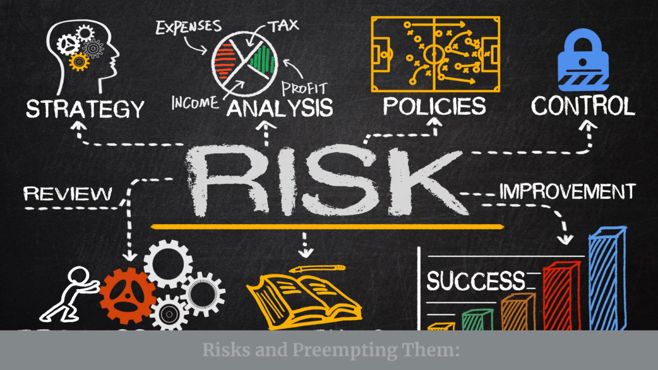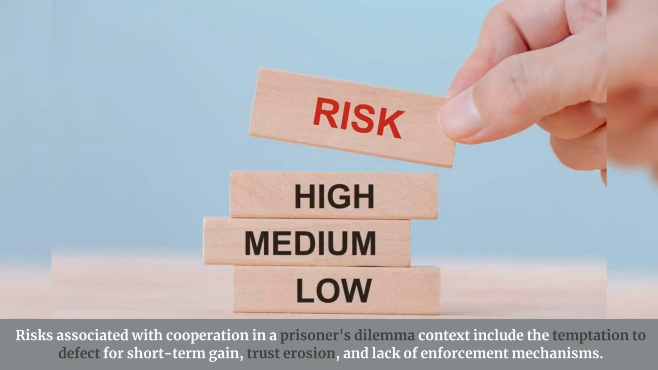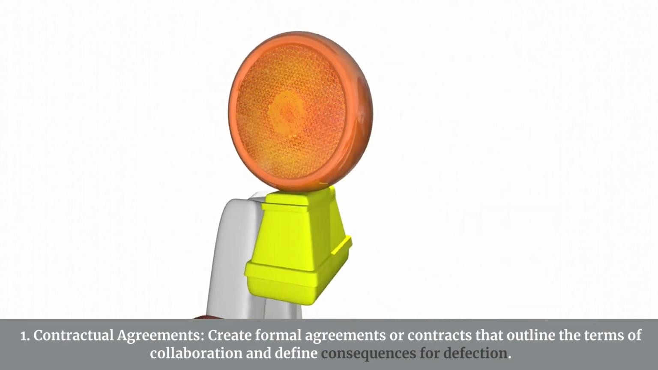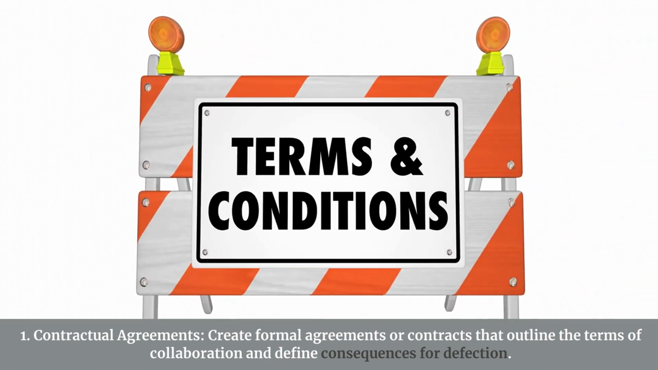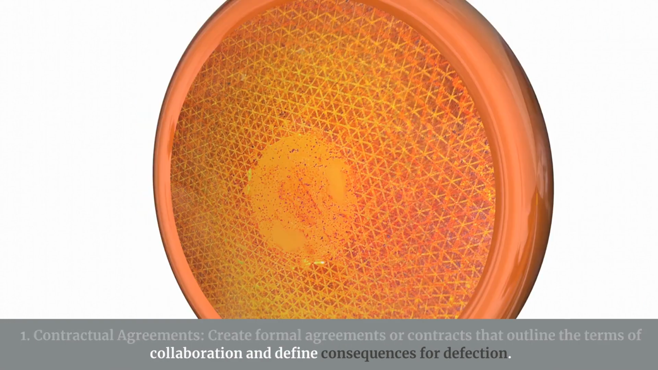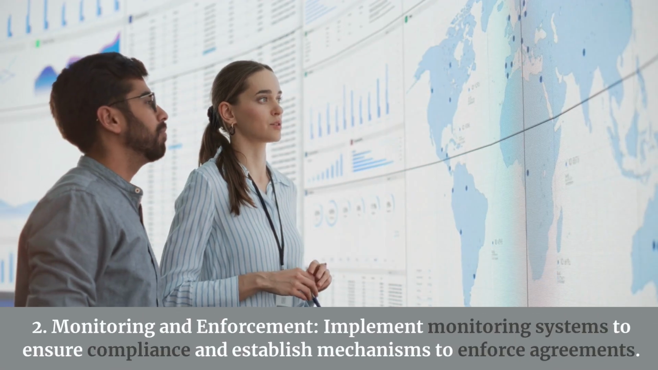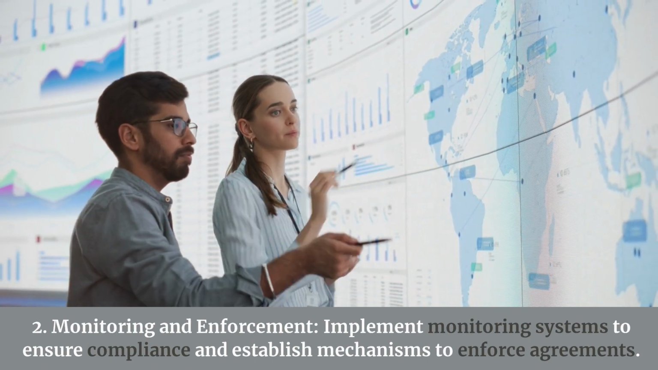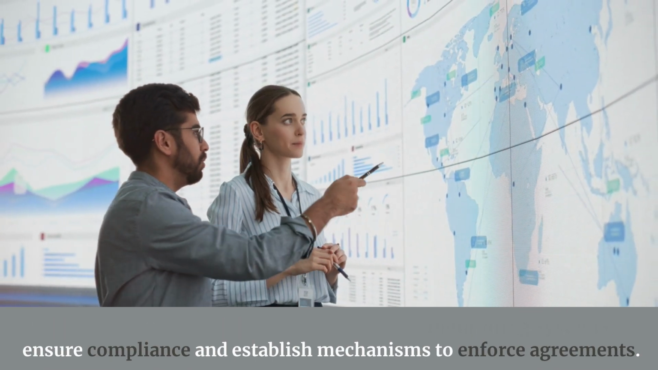Risks and preempting them. Risks associated with cooperation in a prisoner's dilemma context include the temptation to defect for short-term gain, trust erosion, and lack of enforcement mechanisms. To preempt these risks, players can take several steps. 1. Contractual agreements. Create formal agreements or contracts that outline the terms of collaboration and define consequences for defection. 2. Monitoring and enforcement. Implement monitoring systems to ensure compliance and establish mechanisms to enforce agreements.